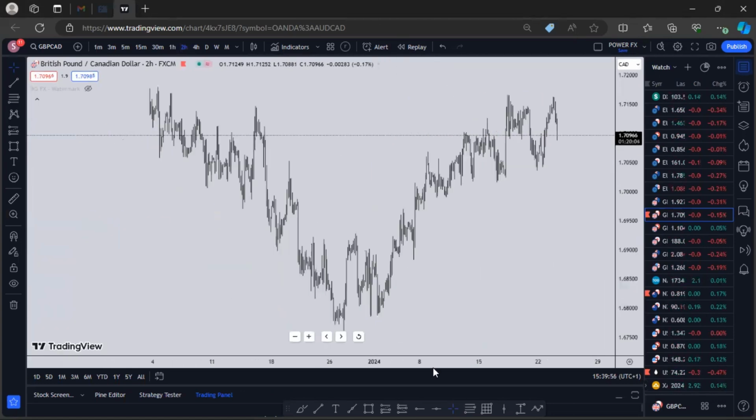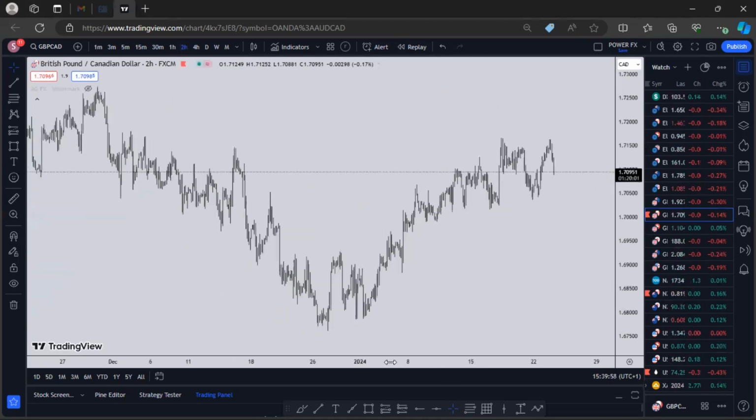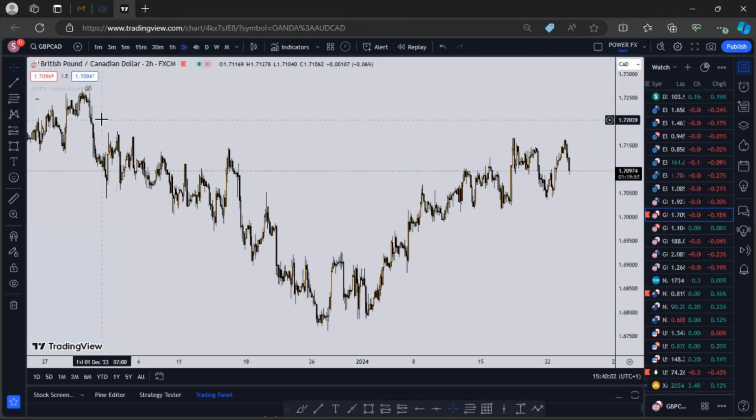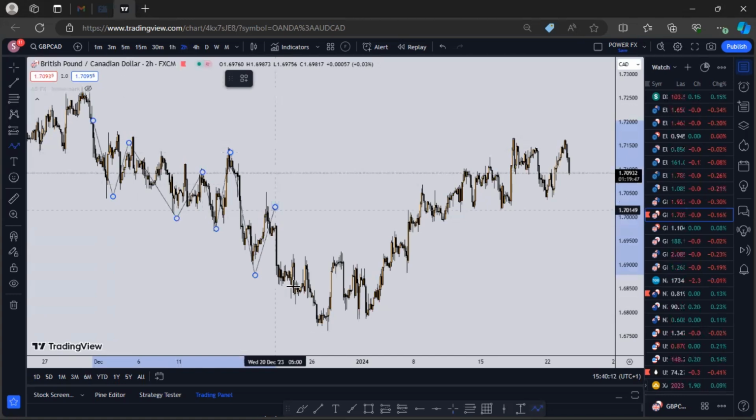So I came to my chart on the 4 hour time frame and I saw that the market had been ranging all the way to the downside, making a series of lower lows and lower highs, lower low, lower high, lower low, and so on.